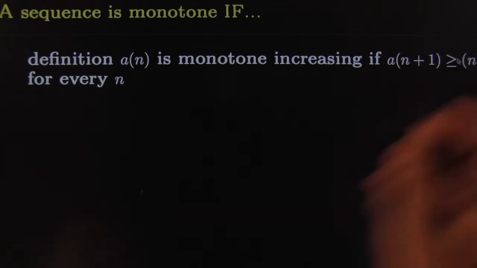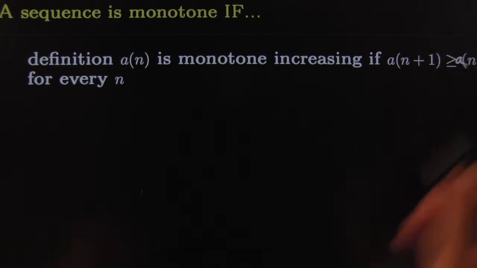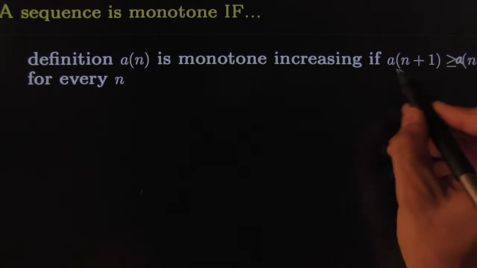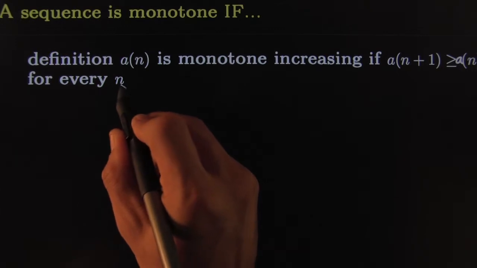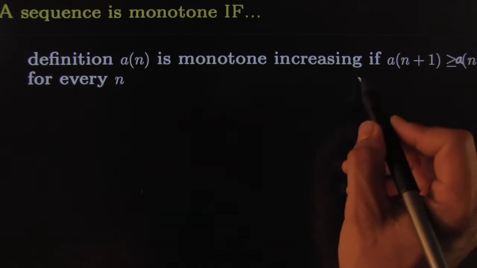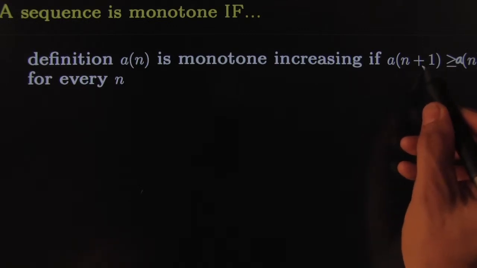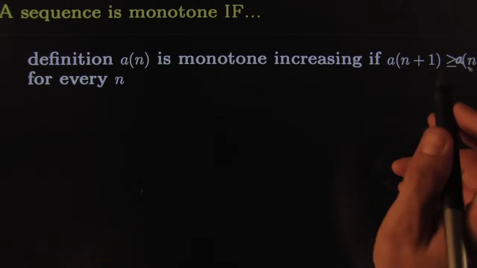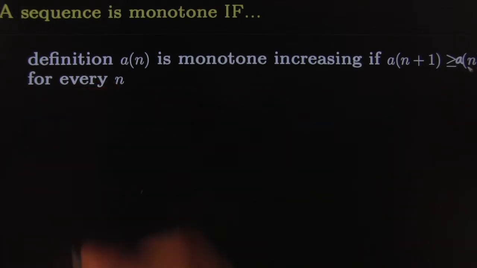Whoa, I forgot the a. Somebody stole the a here. So we say that it's monotone increasing if and only if the next one is bigger than the previous one, for every single number n. That's increasing. And of course you could have decreasing if the next one is always smaller than the previous one. That's it. That's monotone.